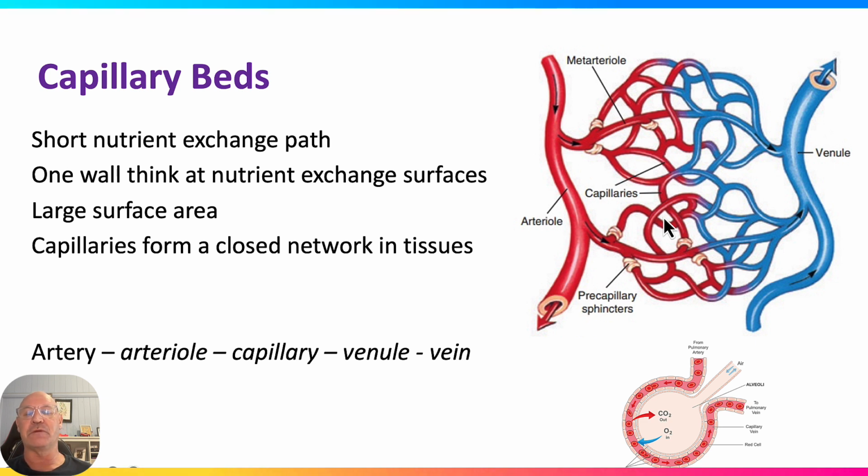And the capillaries form a closed network, as we said. So from the arterioles to the capillaries, and then from the capillaries back to the venules. So it provides an efficient nutrient exchange because we have this large surface area with these thin walls, and of course the capillaries are very, very close to the nutrient exchange surfaces.